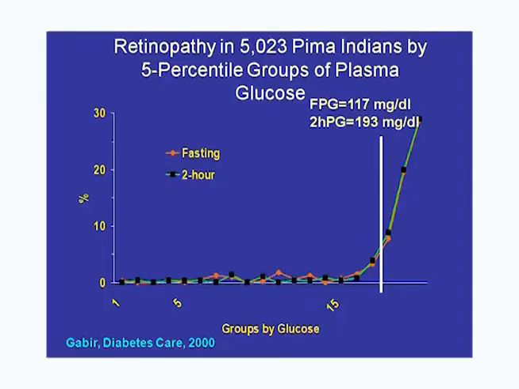And a lot of the data they used for the fasting glucose came from studies like these. I don't have my pointer, but one of these is some data from the Pima Indians in the US, and what they looked at was how common a specific complication of diabetes was based on a person's fasting glucose.